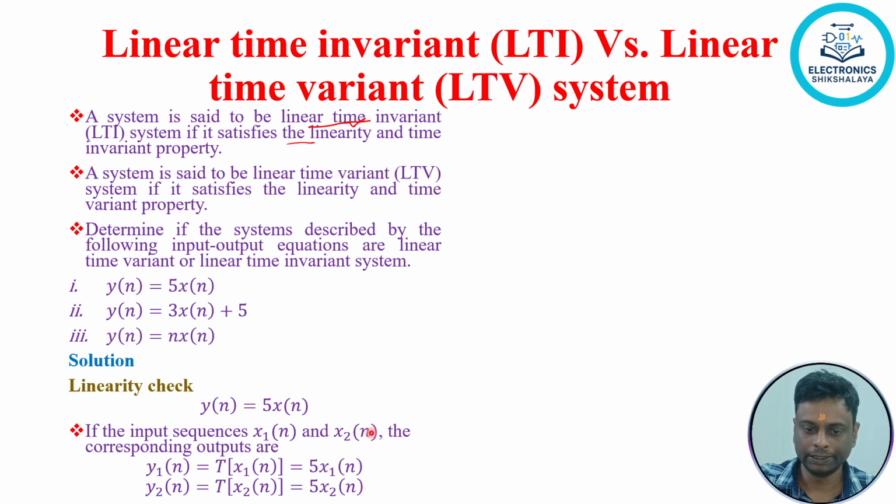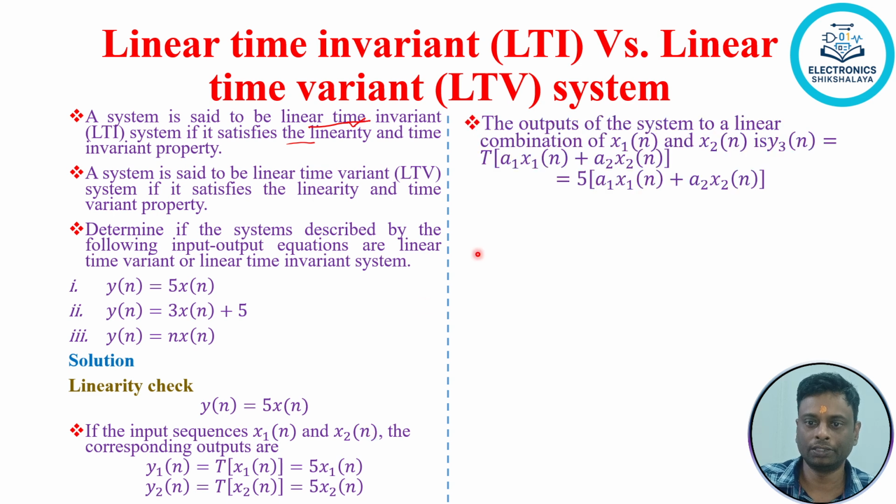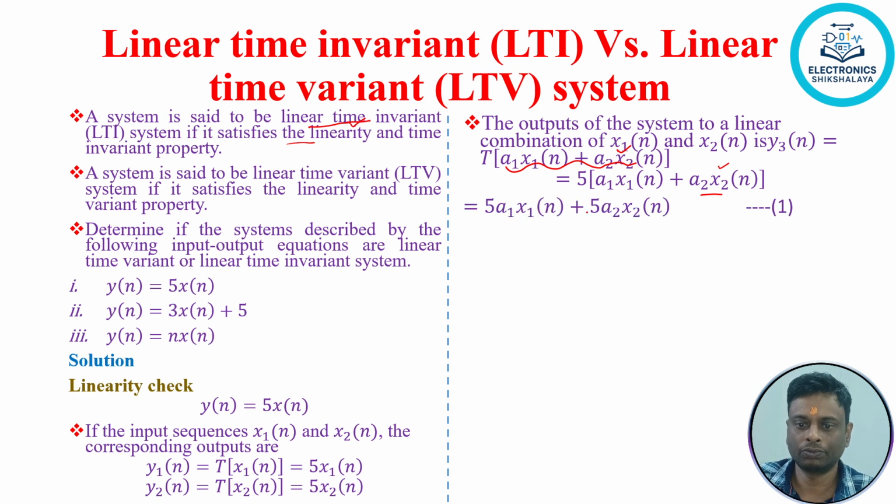Similarly, the output of the system to the linear combination of x1 and x2 is the transformation of a1 x1 of n plus a2 x2 of n. Now we are replacing x of n with this whole term, a1 x1 of n plus a2 x2 of n. So it will be 5 into a1 x1 of n plus a2 x2 of n, which is 5a1 x1 of n plus 5a2 x2 of n. Okay, this is our equation 1.